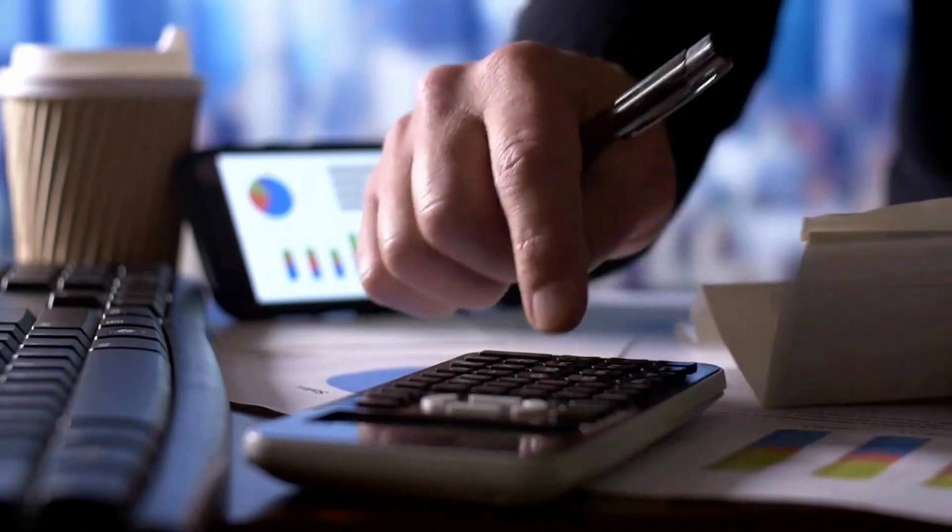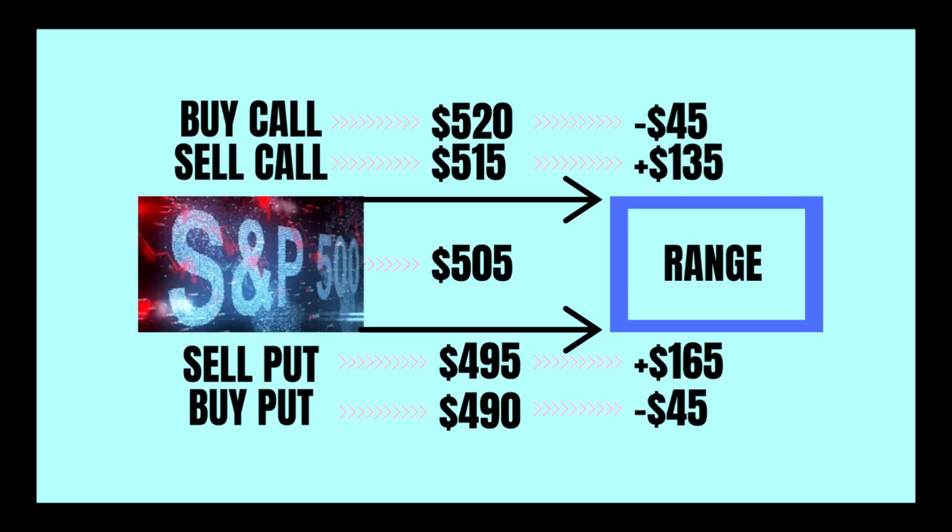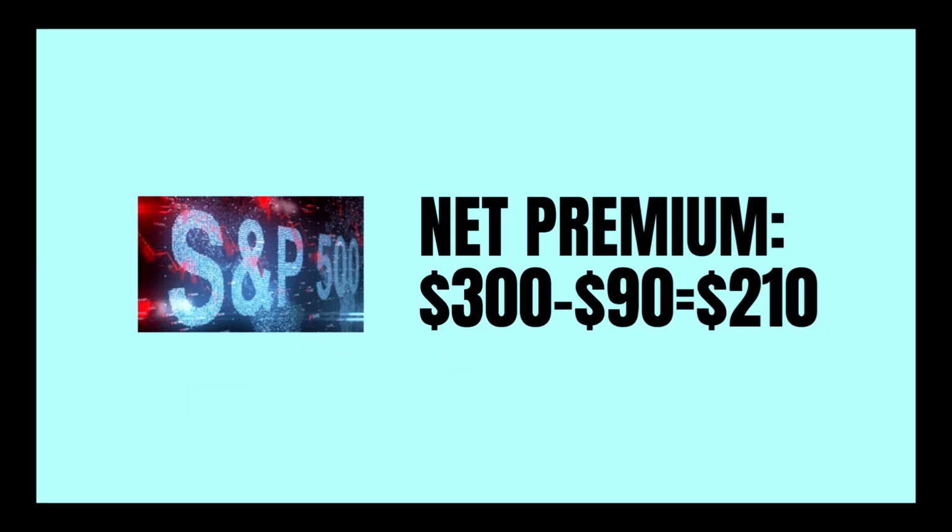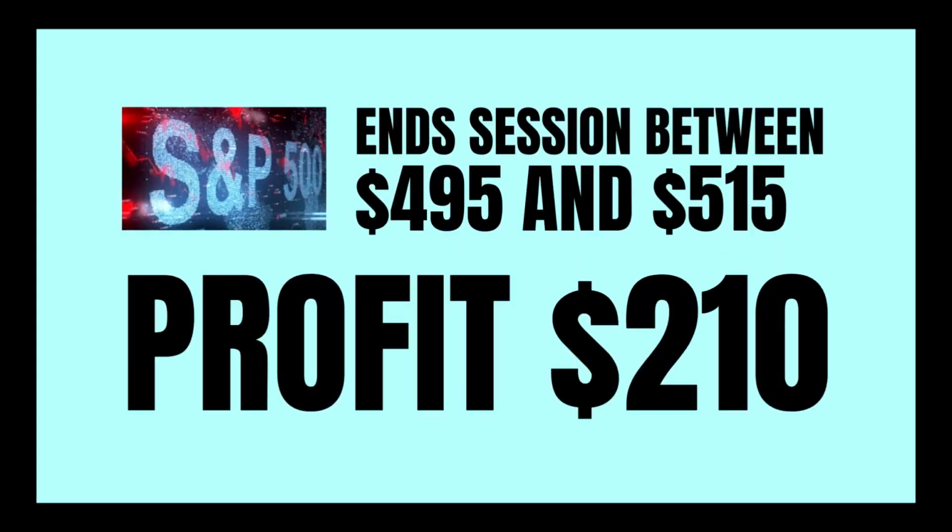Let's see how this all affects your account. You collect a premium of $165 from selling the put option and $135 from selling the call option. In total, you gain a premium of $300. On the other hand, the put option and the call option you buy cost you $90. Your profit from this strategy is $210. If SPY ends the day at any price between $495 and $515, you keep all the premiums.